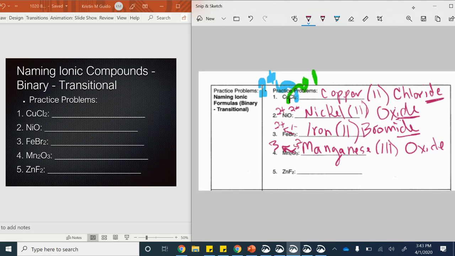Okay, now we have our zinc. And we uncrisscross. So I know fluorine has a 1 minus charge, so the 1's there. And then that's going to be a 2 plus charge. So zinc 2 fluoride.